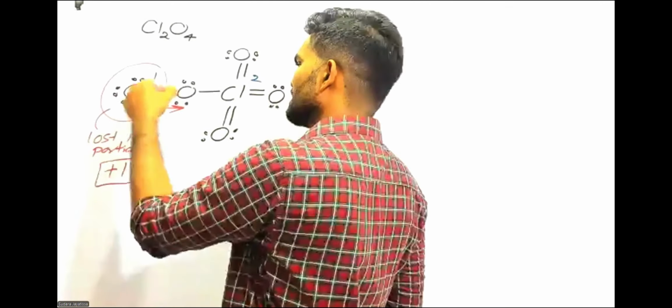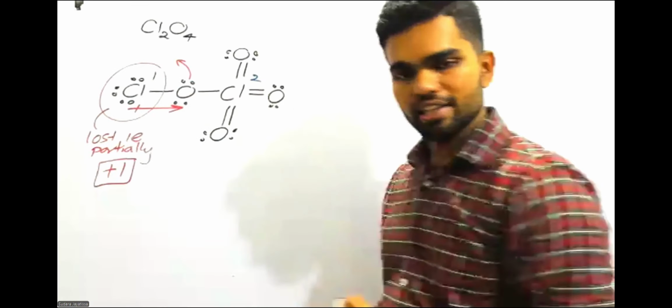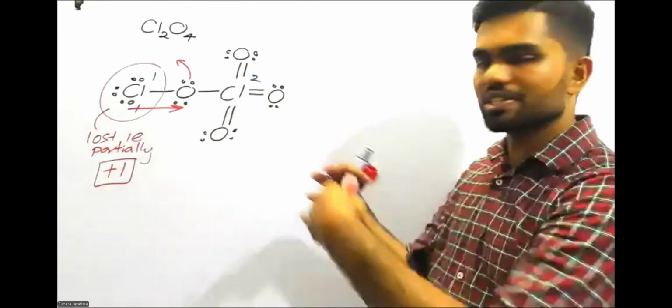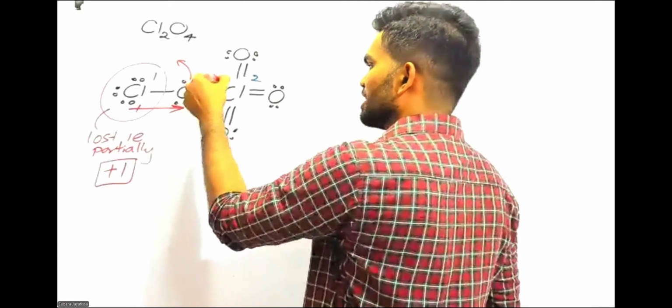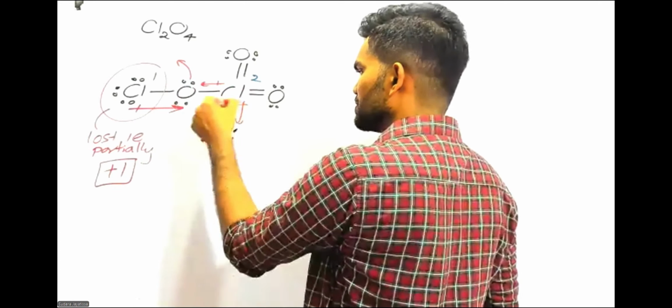Then what about the oxidation number of oxygen? It is not relevant here, but oxygen has gained 2 electrons partially. If you mark the dipole moments of the other one also, you will realize that.